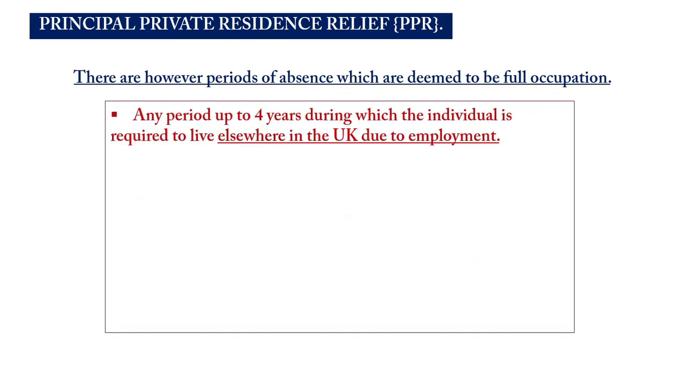The third is any period of 4 years during which the individual is required to live in the UK due to employment. So the second one was a job sending him outside the UK. But if the job moves him or her from where the house is to another part of the UK to work, if he works for any period up to 4 years, then the relief will be granted. If he's working elsewhere in the UK but it transcends the 4 years, then the extra of the 4 years will not be allowed.